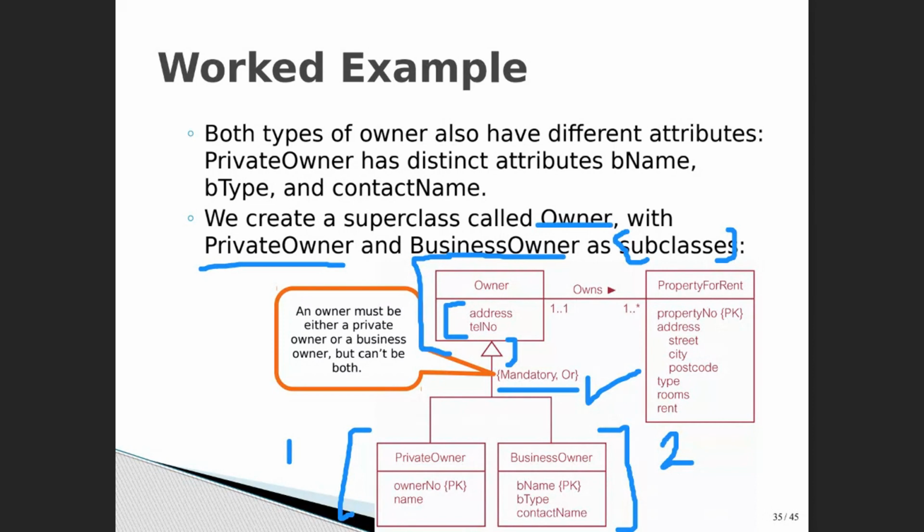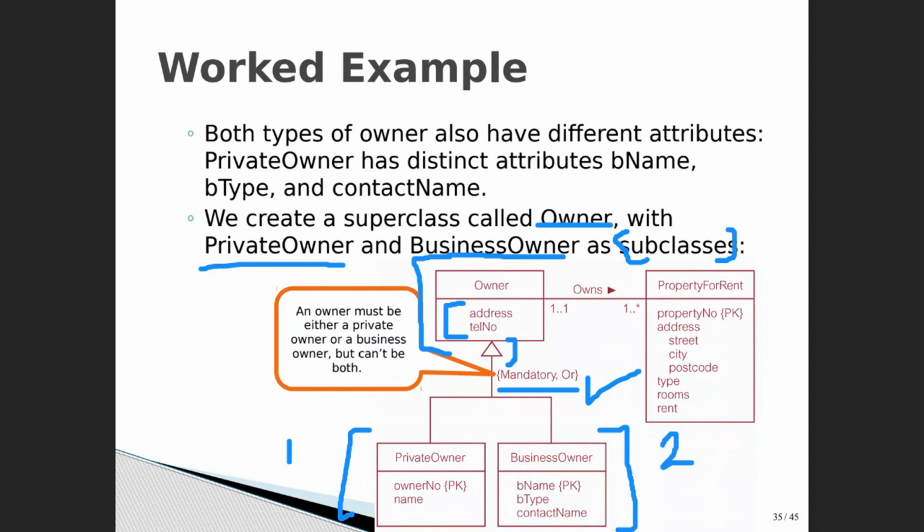Member of owner, mandatory, it means what? So the participation is either optional or mandatory. Why mandatory? Because it must be a member of a subclass. One must be a private or business owner. It cannot be both. So this is the meaning of mandatory and or.